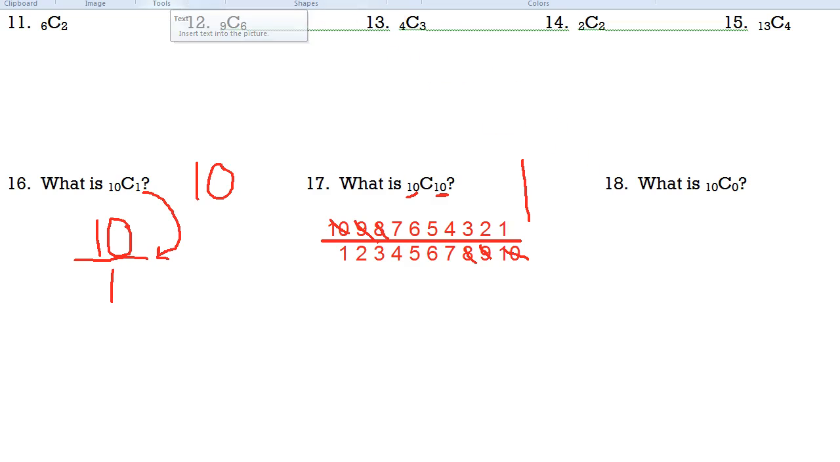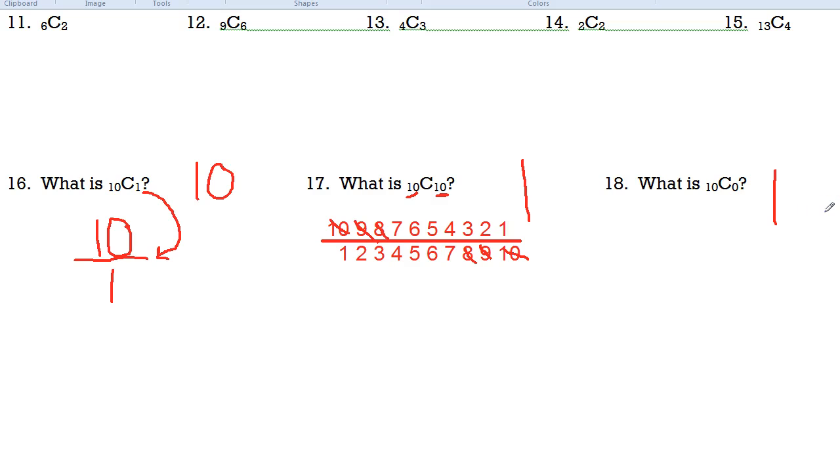Last question. It's a trick question, but I've seen it, so it's a good conversation. What is 10C0? So you have 10 items. I have 10 students, and I don't want to choose any of them. Am I allowed to do that? Well, yeah, I'm allowed to do that. I'm just not going to choose any of you. So there is one way to do it. I could do it by choosing nobody.